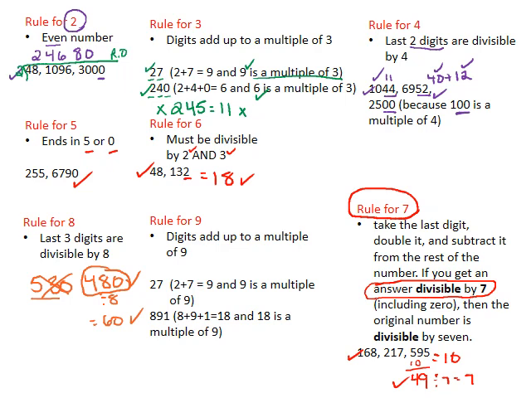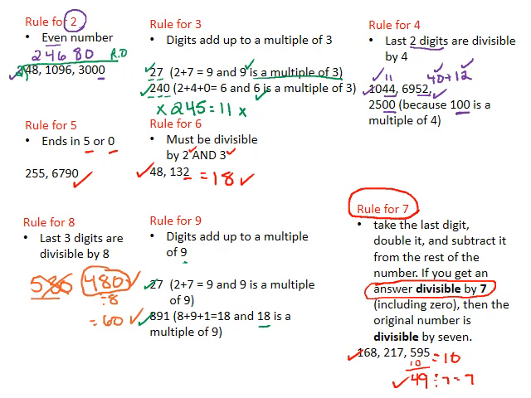The 9, let's have a look at him. The digits, it's kind of like 3, except they have to add up to 9, or have to be a multiple of 9. So 27 works because 2 plus 7 is 9, and 9 is a multiple of 9, so that works. 891, 8 plus 9 is 17, plus 1 is 18, and 18 is divisible by 9, so 891 is as well.